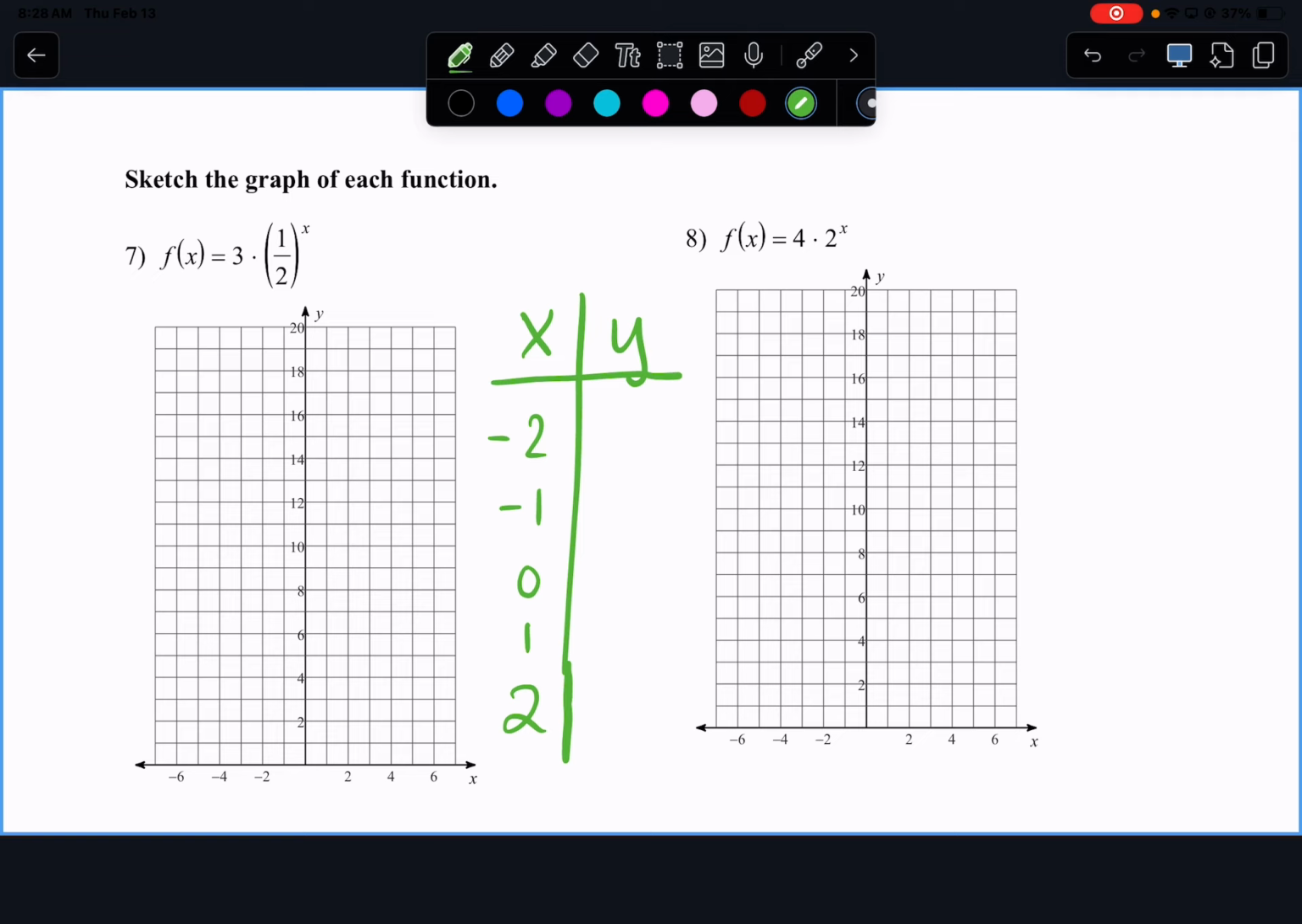3 times 1/2 to the power of -1. 3 times 1/2 to the power of 0 is 3. 3 times 1/2 to the power of 1 is 1.5. 3 times 1/2 to the power of 2 is 3/4, which is the same thing as 0.75.